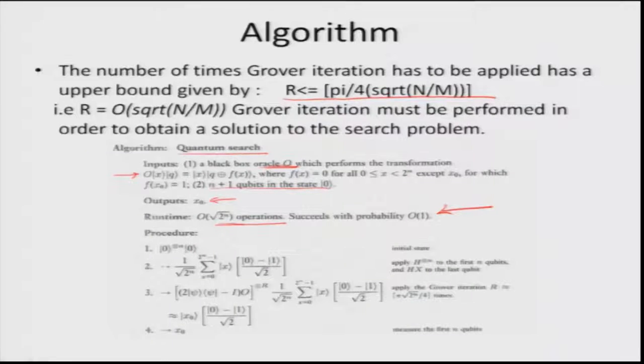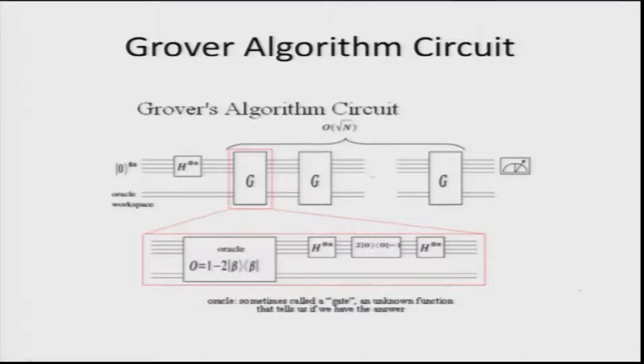So the procedure involves setting up the initial state, then applying a Hadamard transform on the first n qubits and H X to the last qubit, which is the result of using the Hadamard on the last qubit. X is the NOT gate, as we have said. Then we apply Grover's iteration R times, with this square root of 2 to the power n over m. So we have chosen the special case where n over m is of the order 2 to the power n. We get this, and once we get the solution of this order, this is our oracle qubit. So we preserve that, and our solution is x0, which is the first n qubits that we are looking for. That is the basic algorithm behind Grover's case, and here is how the circuit looks.